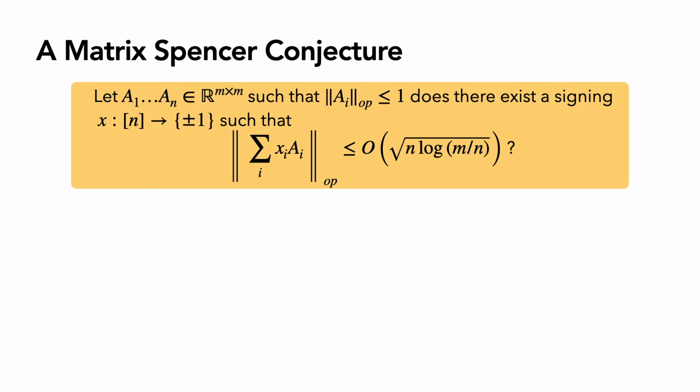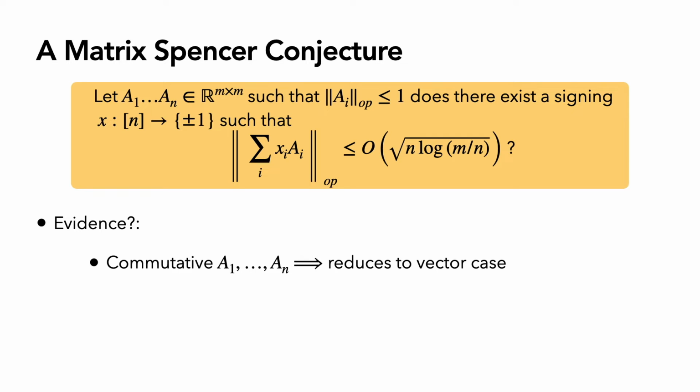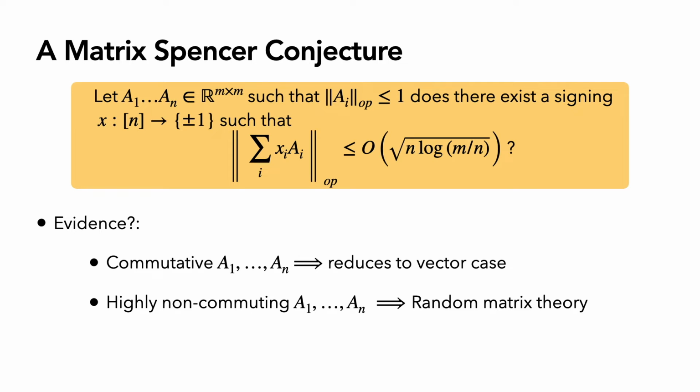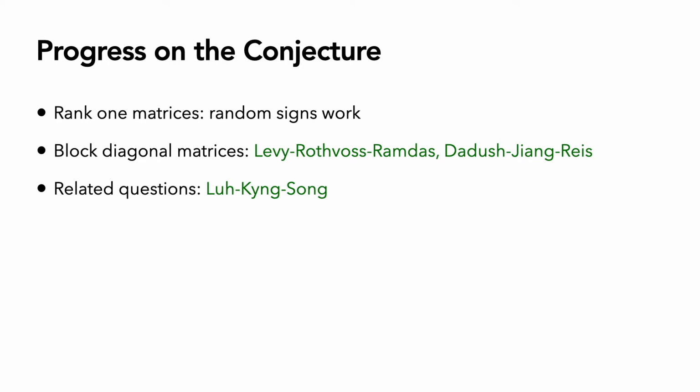We now look at some evidence for the conjecture. When the matrices A1 to An commute, this reduces to the vector case. When the matrices A1 to An are highly non-commutative, we can resolve this using techniques from random matrix theory. We now discuss some progress on the conjecture. For rank 1 matrices, random signs work. For block diagonal matrices, work by Levy, Ramadas, and Rothvoss, and by Dadush, Jiang, and Reis resolved some versions of these conjectures. There is also some work on related questions by Lee, Kyng, and Song.